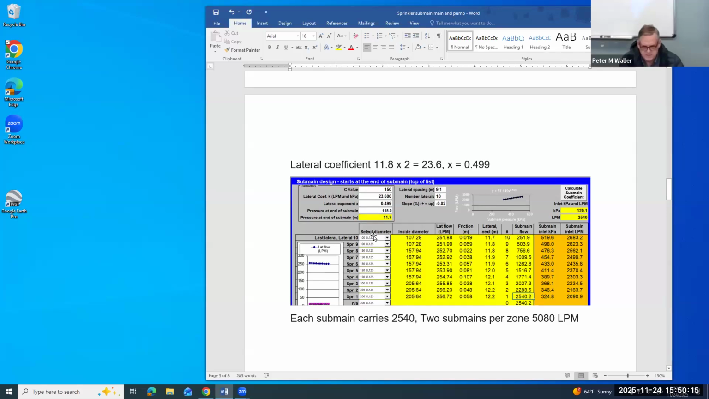You see my pipe sizes are going from 100 millimeters, which is 4-inch, up to 200 millimeters, which is 8-inch. So that's pretty big pipe. That's going to cost us some money.